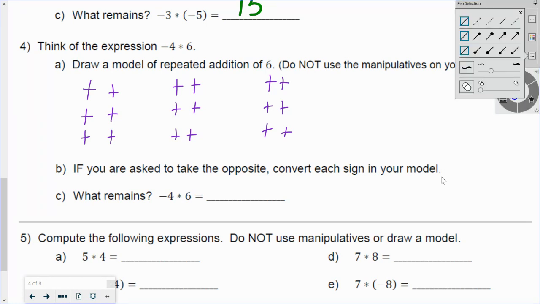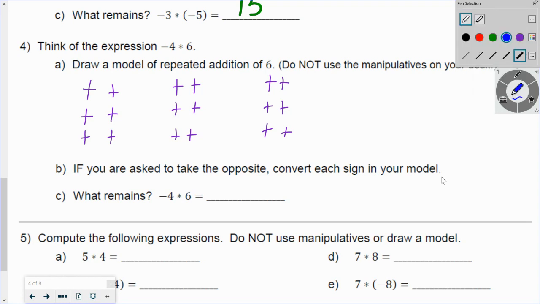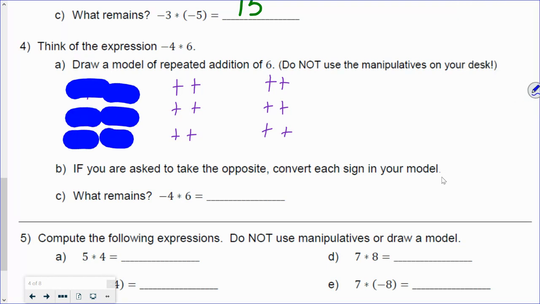let's see. Nope. I'm trying to see if I can make it even thicker. All right. We'll just go as thick as we can.